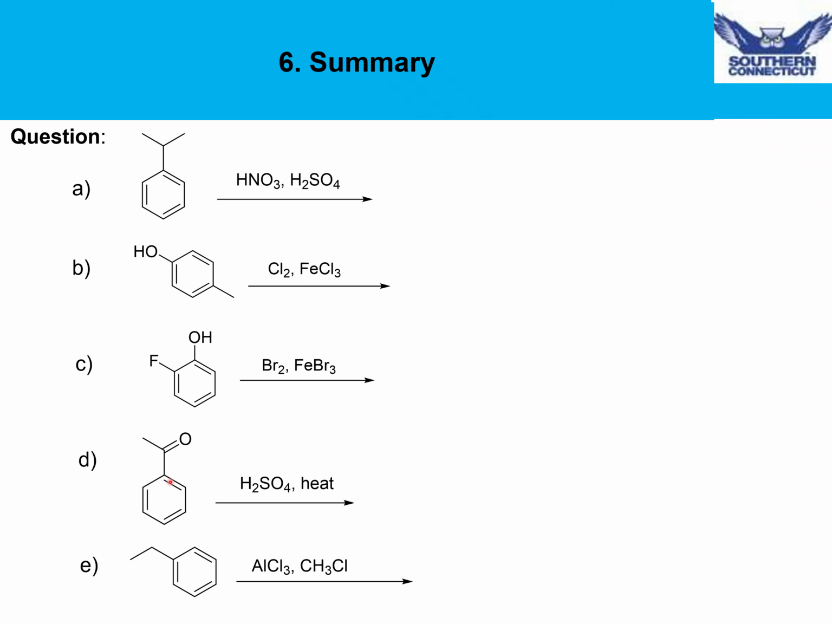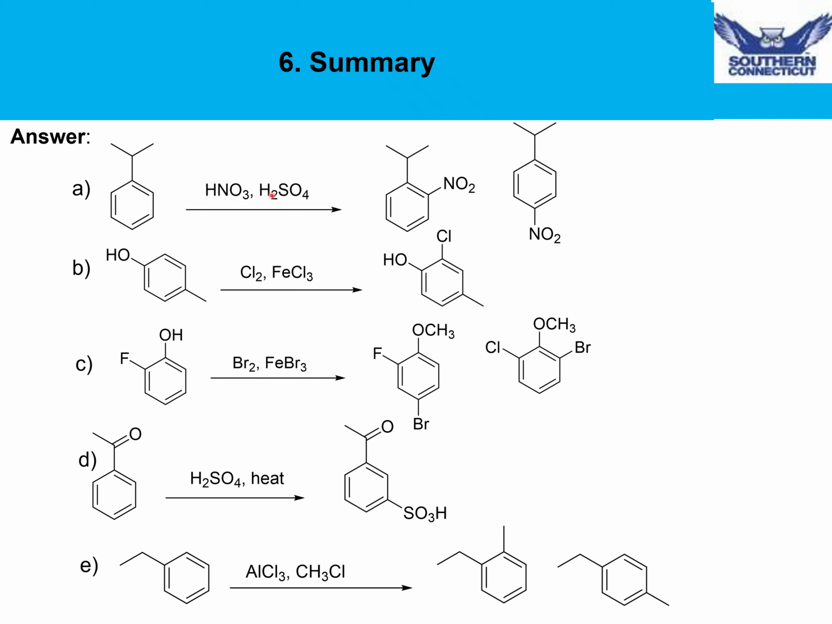The fourth reaction will have a ketone on a benzene ring, and we're going to add sulfuric acid and heat the reaction. And the last reaction in this slide would involve an ethyl group on benzene, and we're going to add methyl chloride and aluminum trichloride.